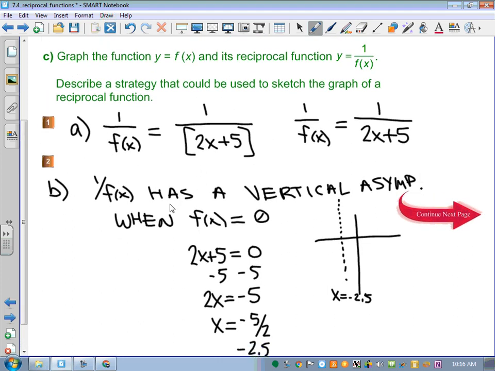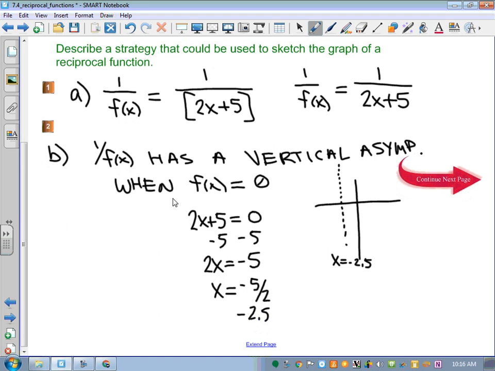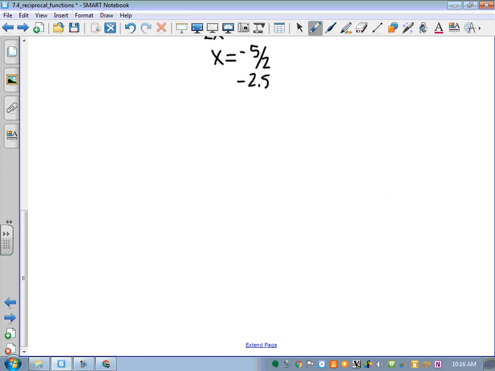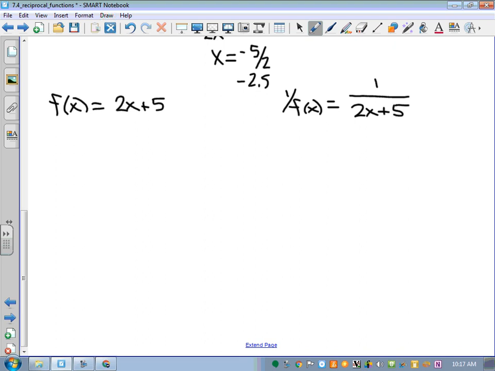All right, now C is a little trickier. We're going to talk through it piece by piece, and there is a nice technique that is really what we have to take out of this. I'm just going to extend this a little bit so I can see it. I'm going to say that f of x is 2x plus 5, and 1 over f of x is equal to 1 over 2x plus 5, just so I have that in front of me as I draw these.